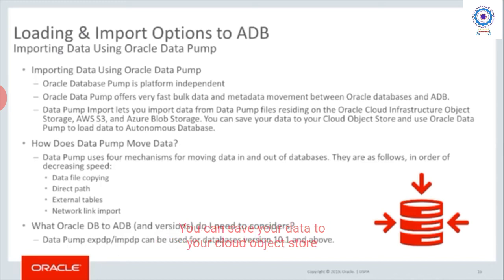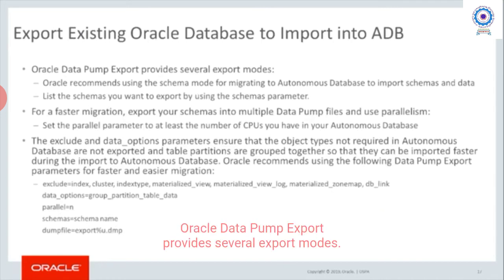You can save your data to your Cloud Object Store and use Oracle DataPump to load data to the Autonomous Database. Oracle DataPump offers very fast bulk data and metadata movement between Oracle databases and Autonomous Database. This is the preferred way to move between an existing database implementation and an Autonomous Database. The primary mechanism that DataPump uses is data file copying, but it will also leverage direct path, external tables, or network link imports. Oracle DataPump Export provides several export modes.